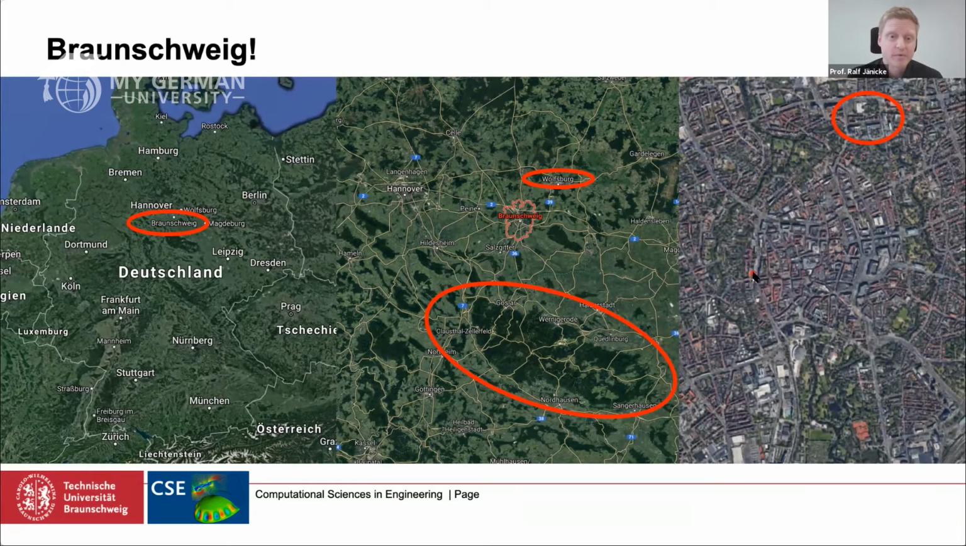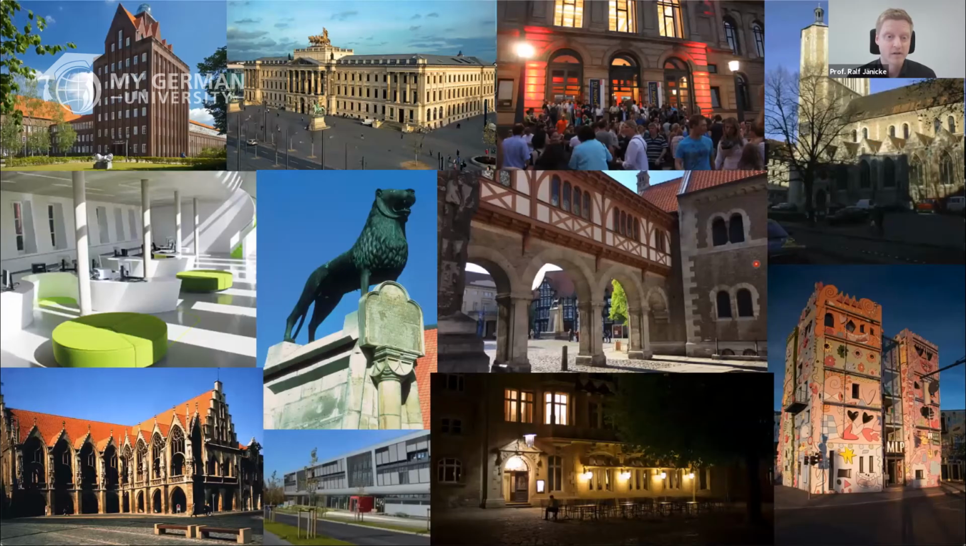Overall, Braunschweig belongs to the largest cities in Germany, but the largest city in Germany is maybe not large compared to other countries. So here we have about 250,000 inhabitants. And the advantage is that as soon as you leave the city bounds, you really have quiet and great places to stay. Some more impressions from the city.